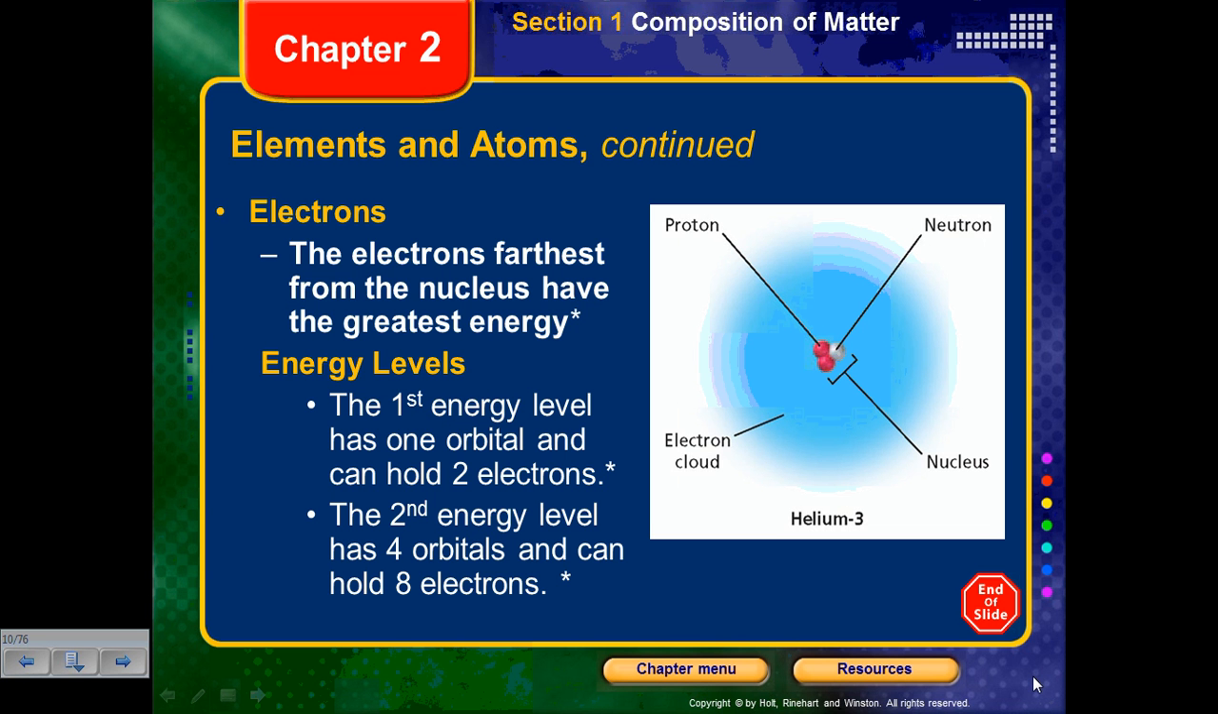Okay, so the electrons that are farthest away from the nucleus have the greatest amount of energy, so I know you filled that in. And then we were talking about those energy levels, right? The first energy level is only going to have one orbital, and it can hold 2 electrons. Each orbital holds 2 electrons. Second energy level has 4 orbitals, and it can hold 8 electrons. So I'm going to show you what I mean by this in just a second. Right, is that filled in?